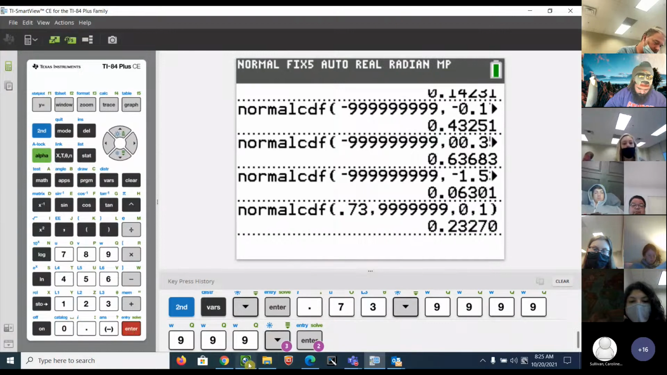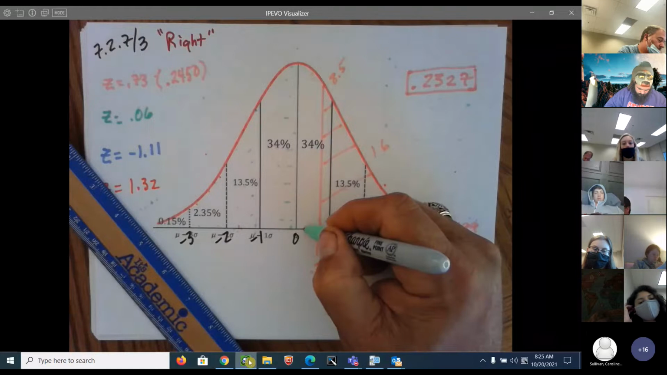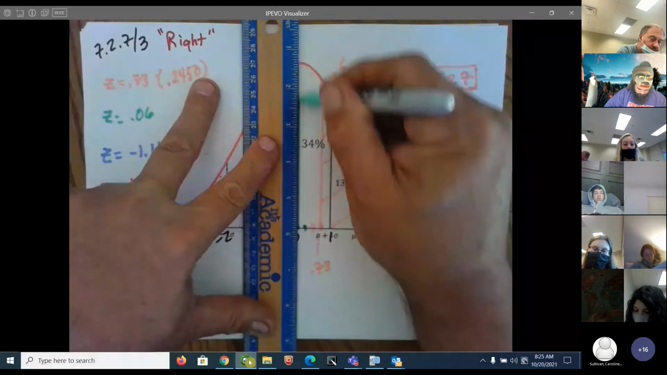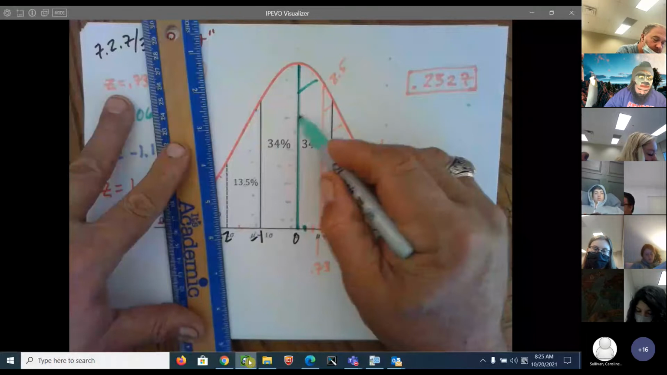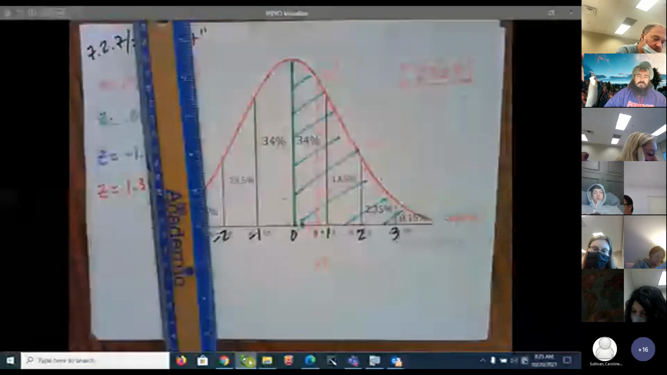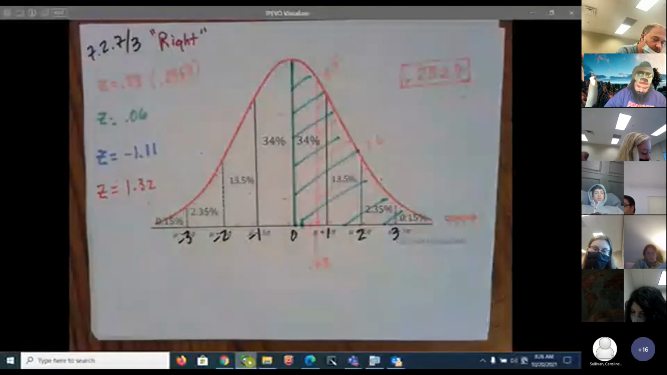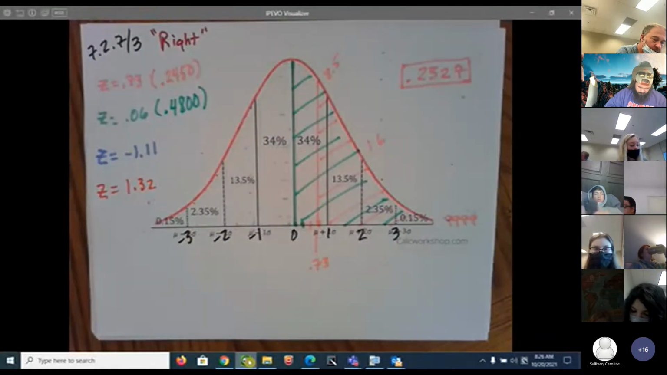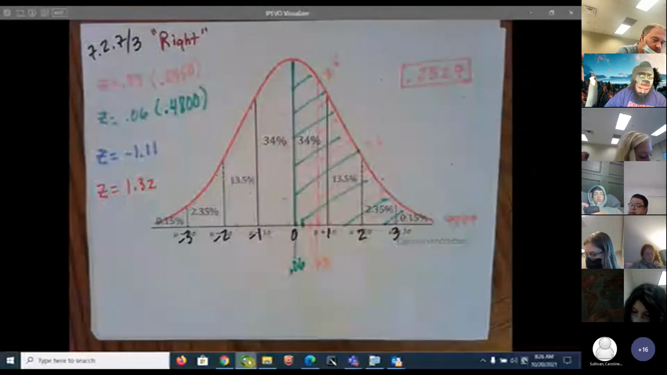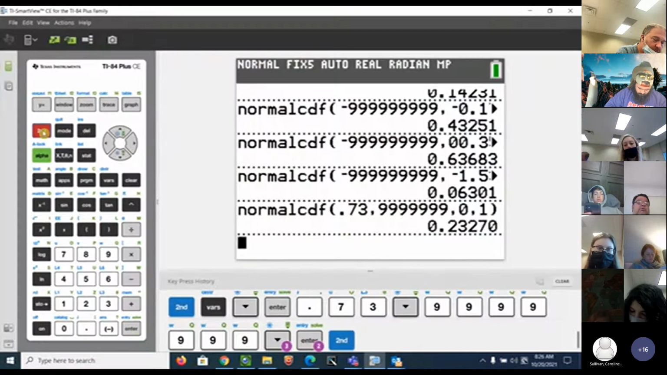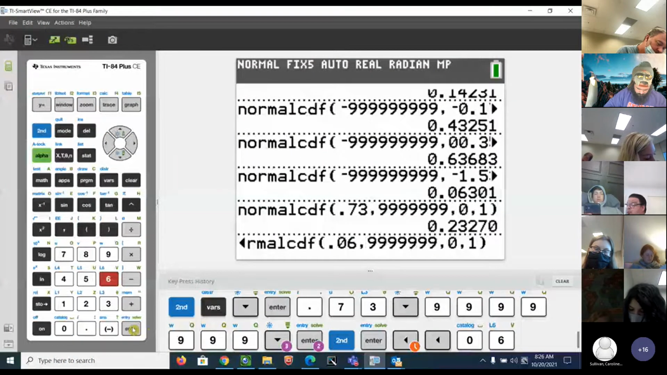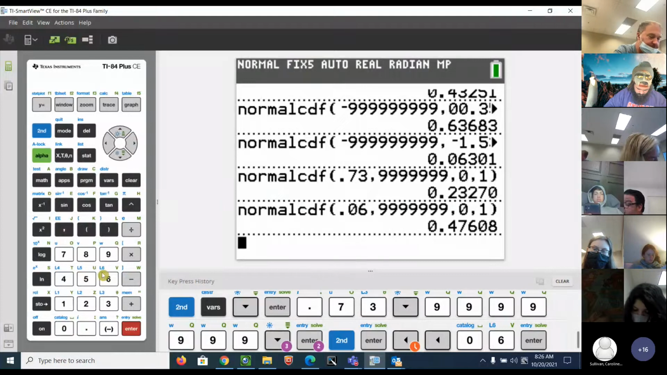Now 0.06. Well, that's 0.5, that's 0.25 right there. So 0.06 is going to be right there, right to the right. I'm just going to say right off the bat, it's going to be less than 50%. I don't know, 0.49, 0.48. I'm going to say 0.4800. So we're going to go from 0.06 to 9999. Second entry. And change that to 0.06. And enter. 0.4761. 0.4761.